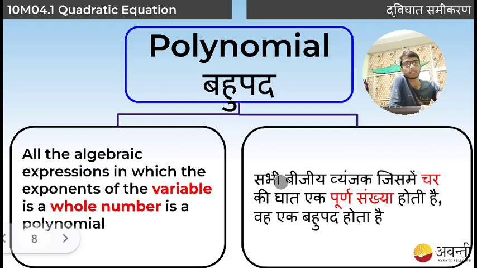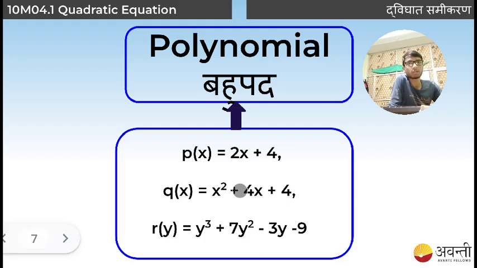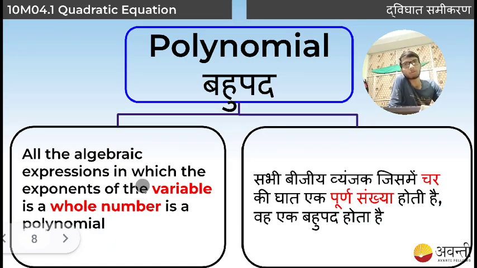Okay, in the next slide, all the algebraic expressions. Here, these are all algebraic expressions, or you can call them polynomials. Now, all the algebraic expressions in which the exponents of the variable are whole numbers are polynomials. If all the exponents of the variables in an algebraic expression are whole numbers, then the given expression is a polynomial.